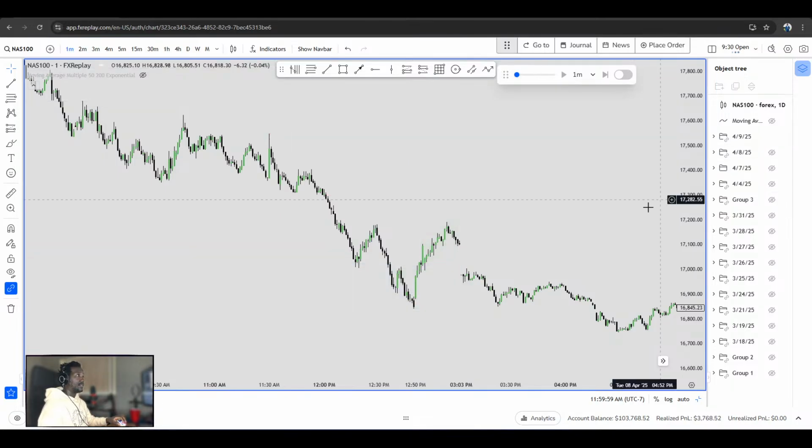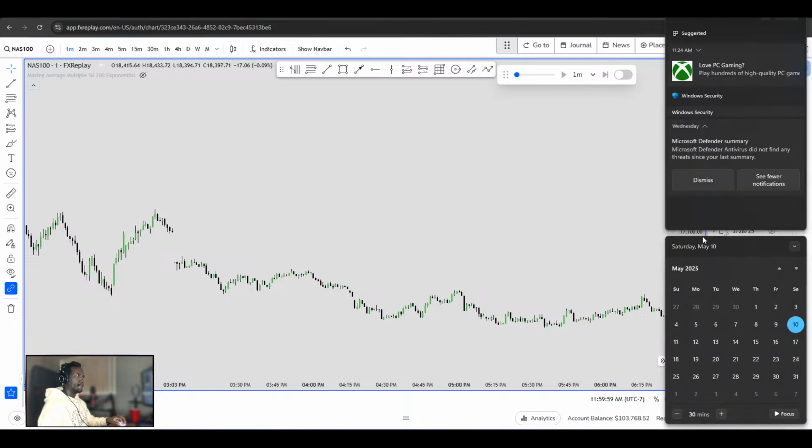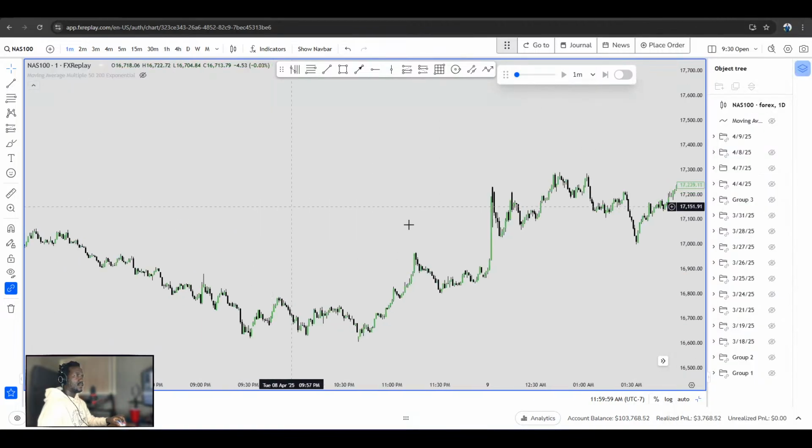And then we took the last trade on the 9th. So this week we did 4, 7, 8, 9. What happened to 6? So we did April 4, 7, 8, 9. Beautiful. So we're gonna start from the 10th today. So let's see what the 9th looks like.